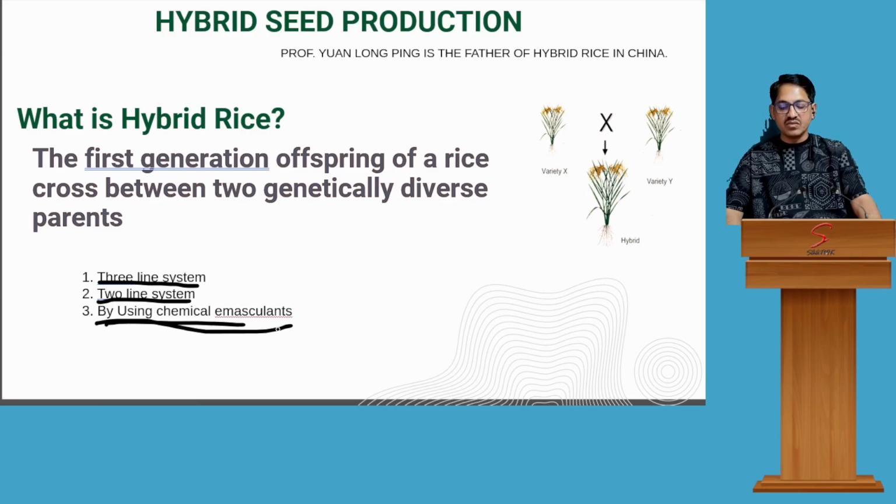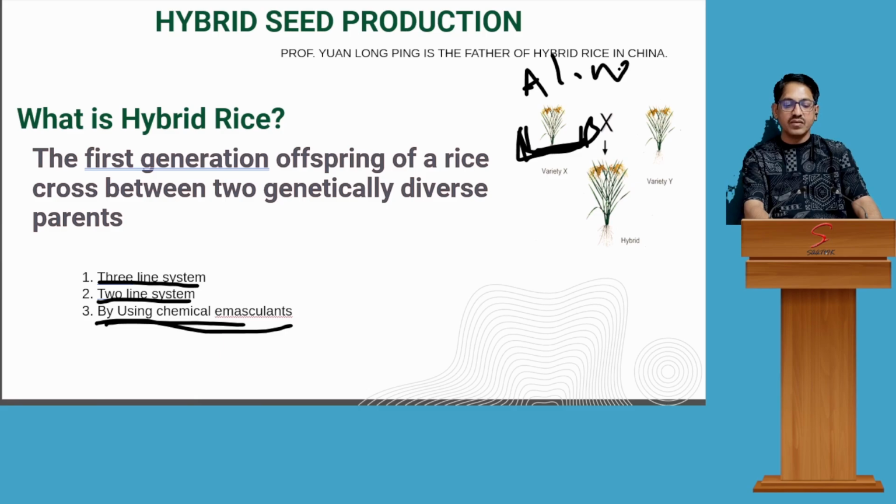By using the chemical emasculants, we can suppress the production of male flower in female plants because this is the hermaphrodite flower. Even though this parent is working as a female, it produces both types of flowers, male as well as female. If we are able to use the female parent as an A line, then there is no need of manual emasculation. That is the benefit of male sterility.